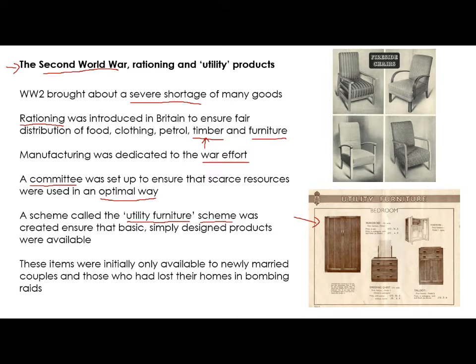So they were relatively plain, quite basic, simply designed products, and they were initially only available to newly married couples and those who had lost their homes in bombing raids during the war, obviously. So these products were very simple. They did what they said on the tin. They didn't have lots of decoration, but they were good quality, they would last, and it was just to ensure that materials were not being wasted in terms of having loads of decoration or things that weren't made to quality that would break relatively soon. So these were called utility products.